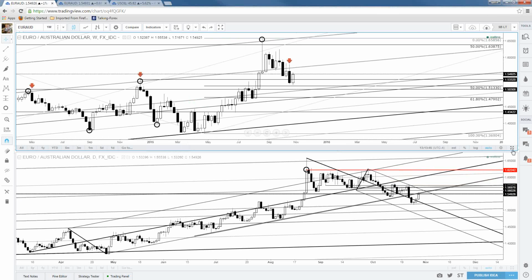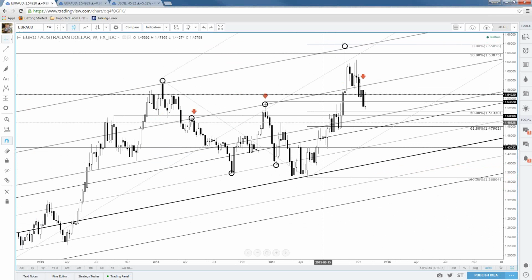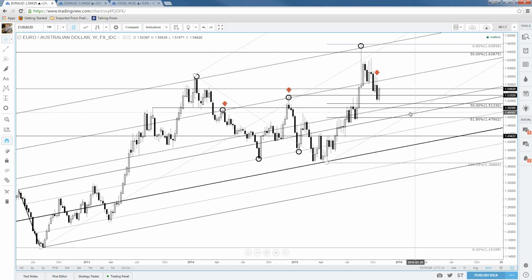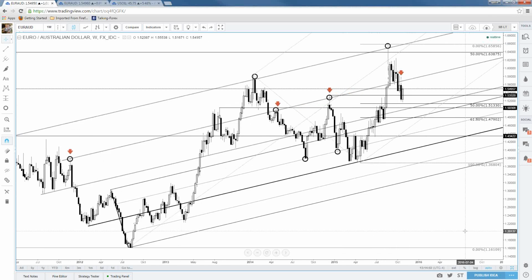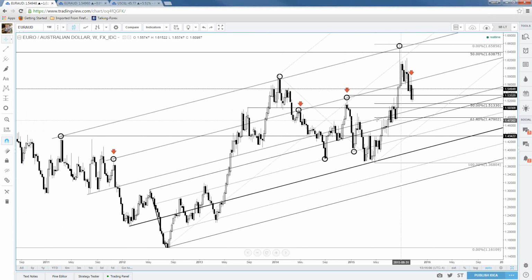Okay, it could be all the way down potentially. 47.90 is a 61.8% retracement, for example, of the advance from this year's April low up to the high that we had back in August. You've got longer term support there from an old parallel over the next few weeks.